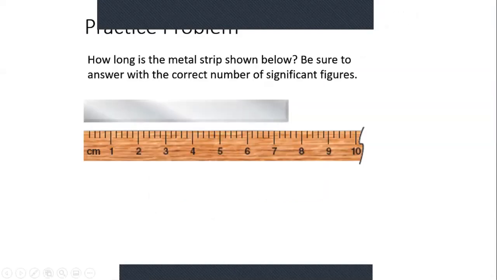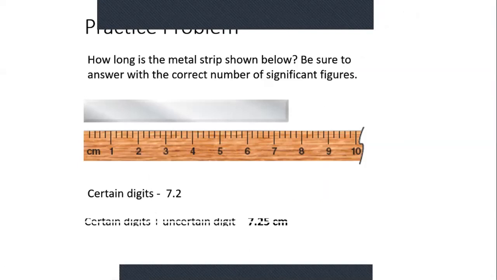So here we want to know how long this metal strip is in centimeters with the correct number of significant figures. So we know for certain it's 7.2 because the smallest increment is 0.1 centimeters. And so to do the uncertain digit, we have to go to the placeholder to the right of the smallest certain digit. So since tenths is the smallest certain digit, hundredths would be the estimated digit.